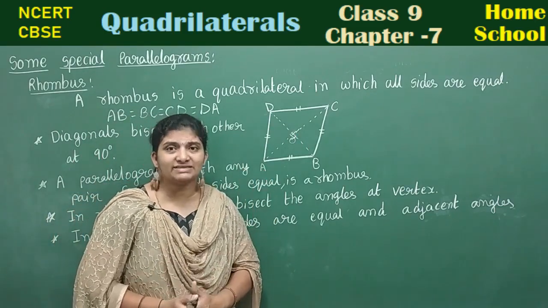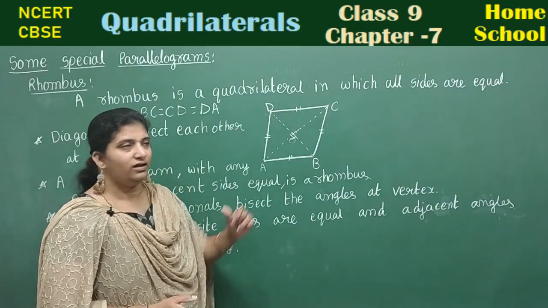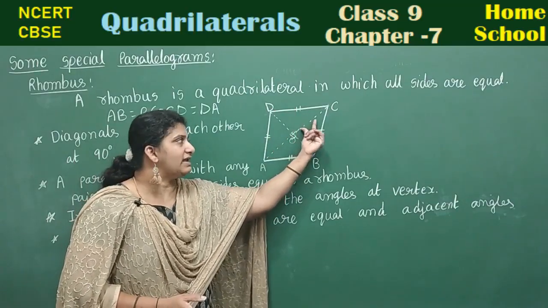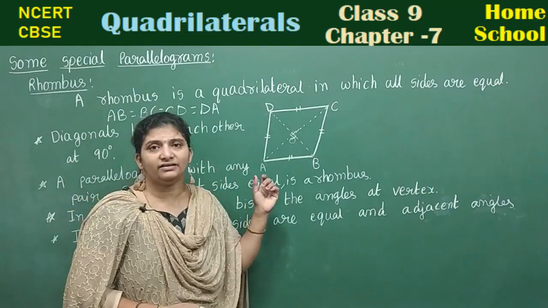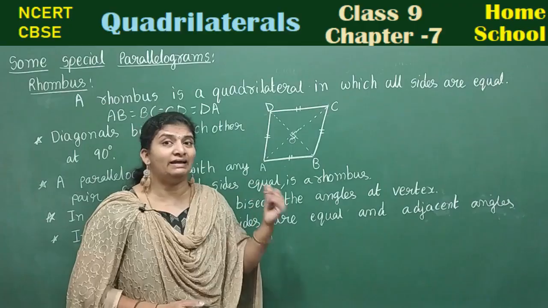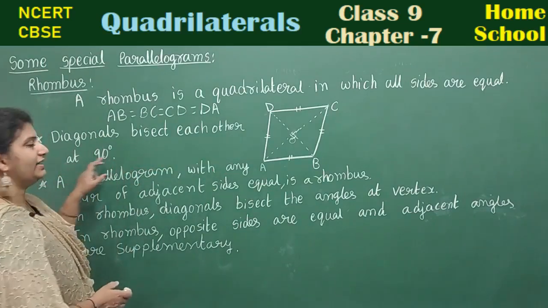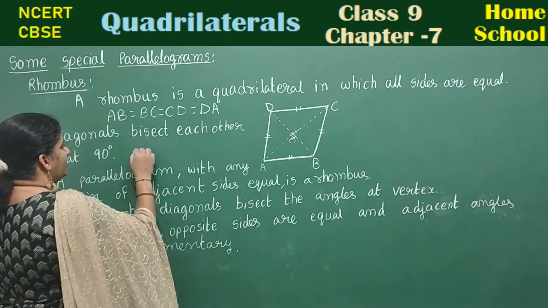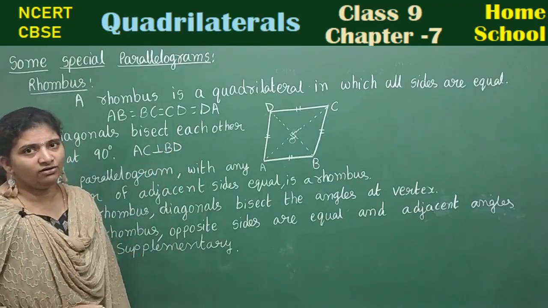When I talk about a bisector, the lengths of these two parts are equal. When this diagonal is bisected, this length is equal to this length and this length is equal to this length. But I am not saying that the two diagonals are equal. Understand the difference between bisecting and diagonals being equal. Diagonals bisect each other at 90 degrees. That means AC is perpendicular to BD, or BD is perpendicular to AC.